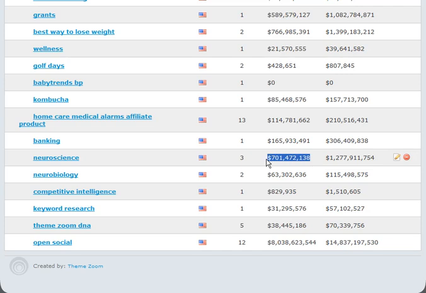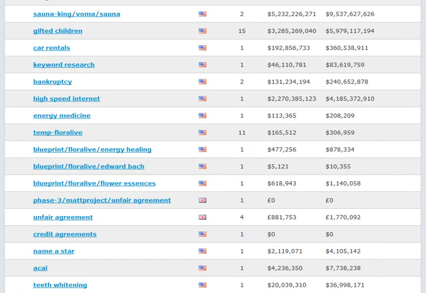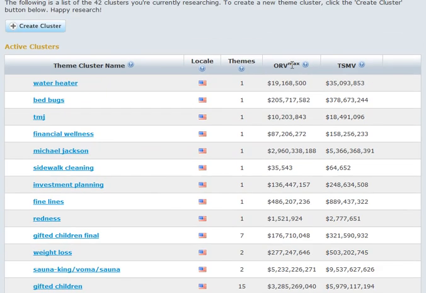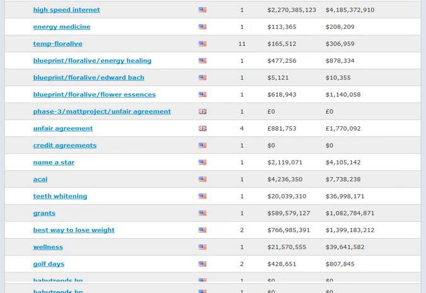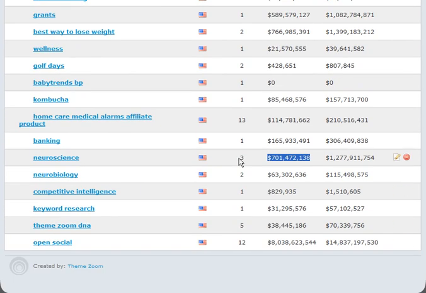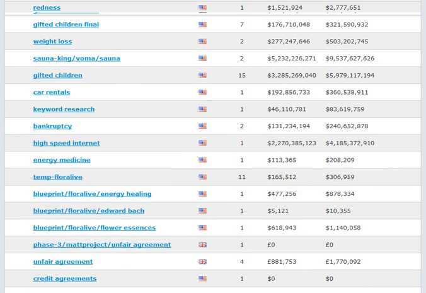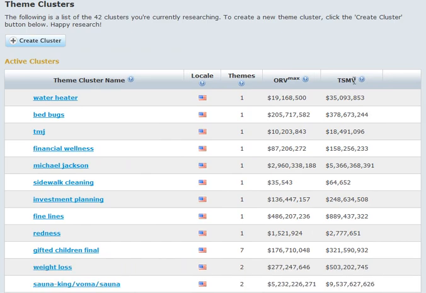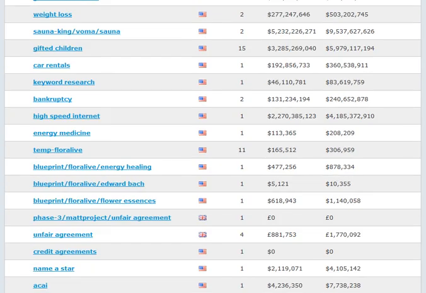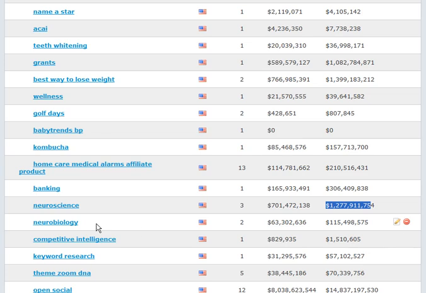It's $701 million for the organic rank value max. That's the most possible with the words tied to this. And it's 1,200 million for the total search market value. That includes both pay-per-click keywords and the organic keywords. It's a really cool feature.